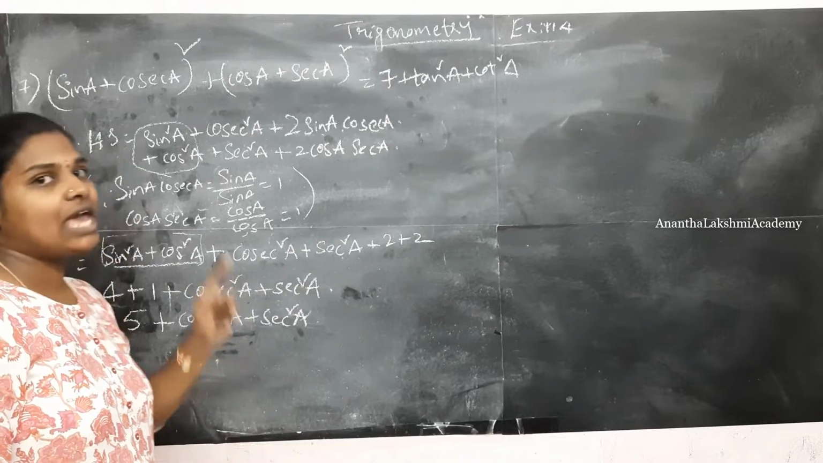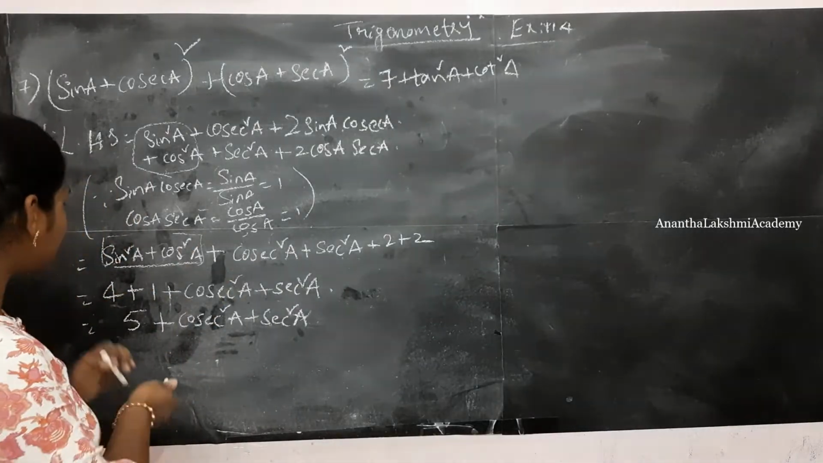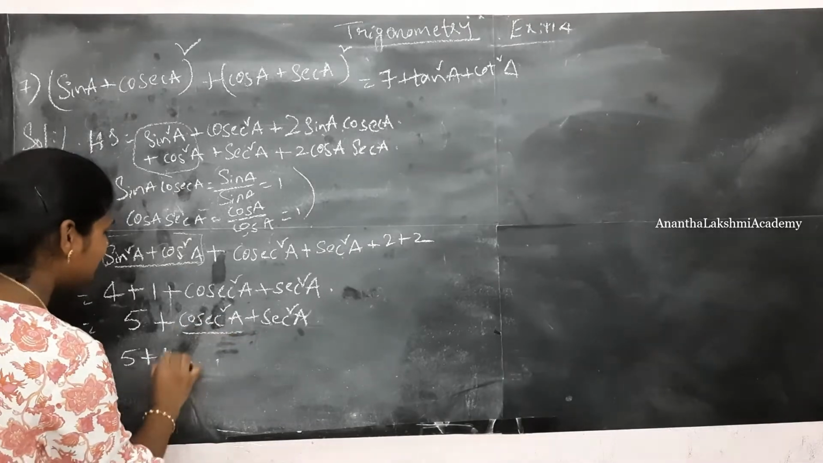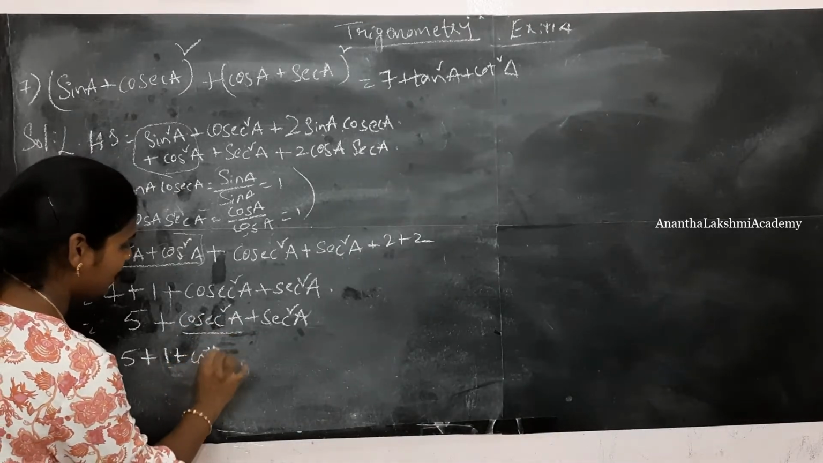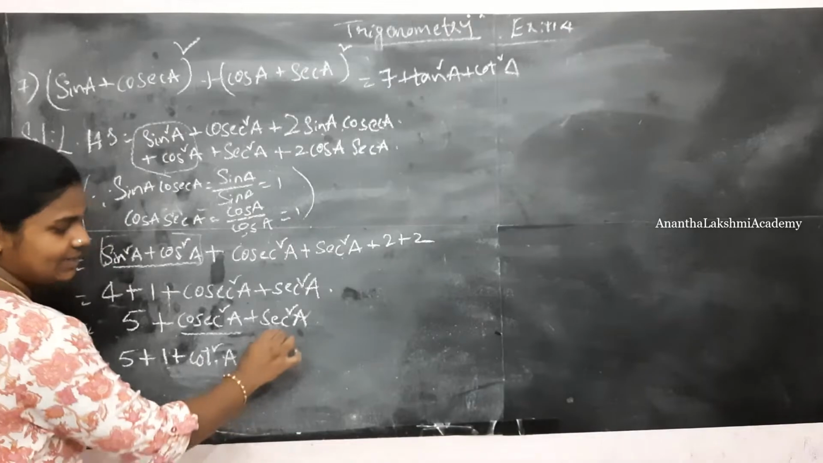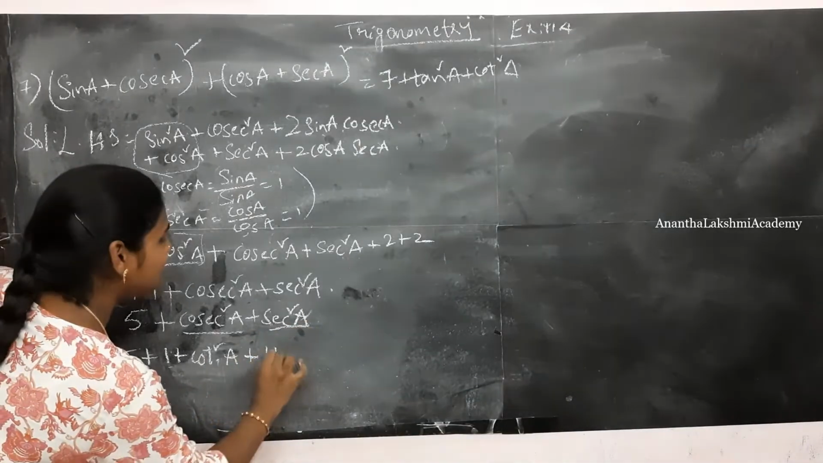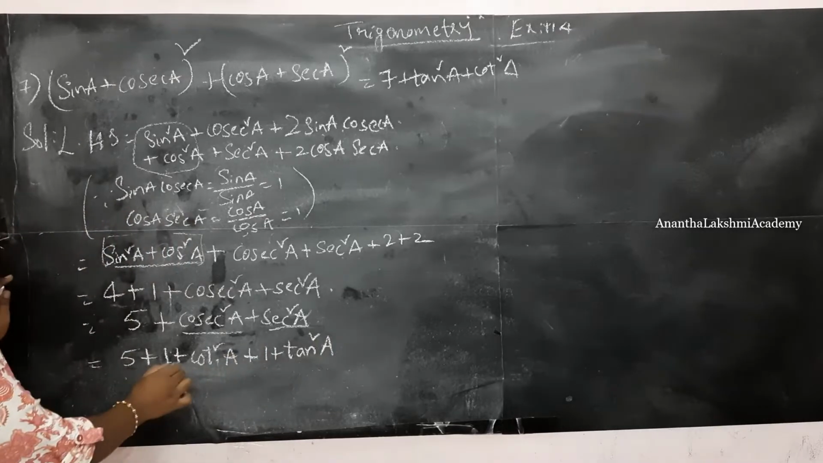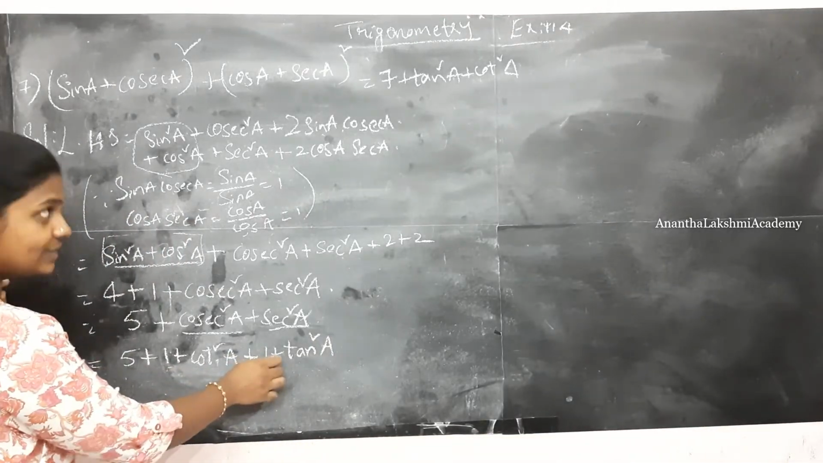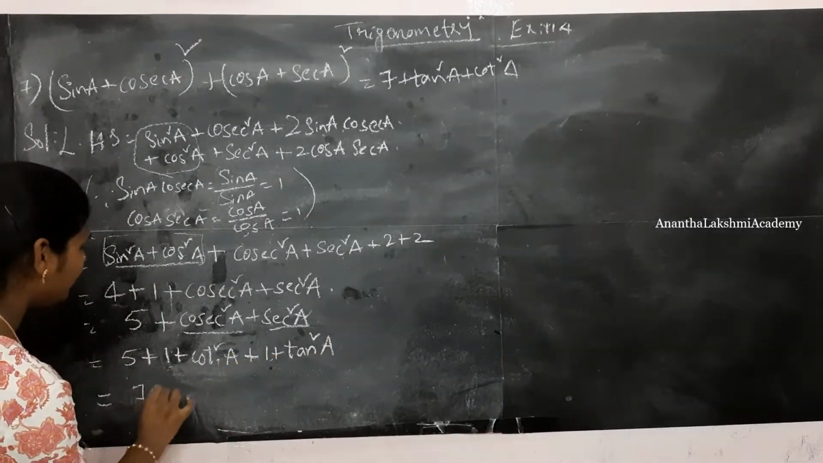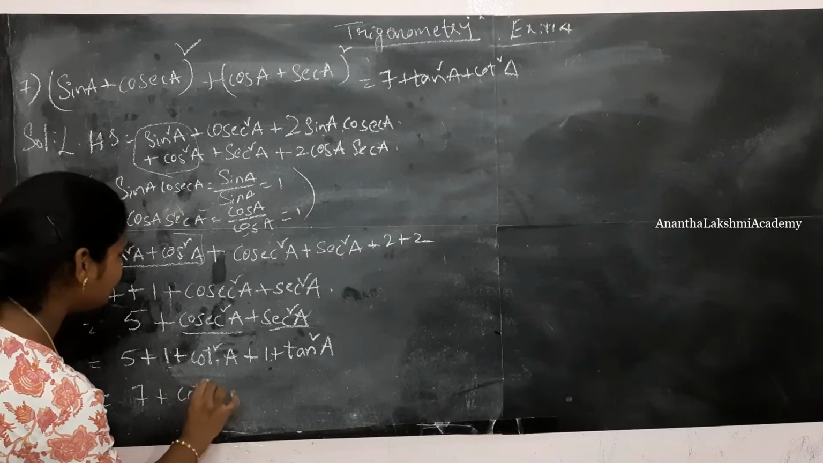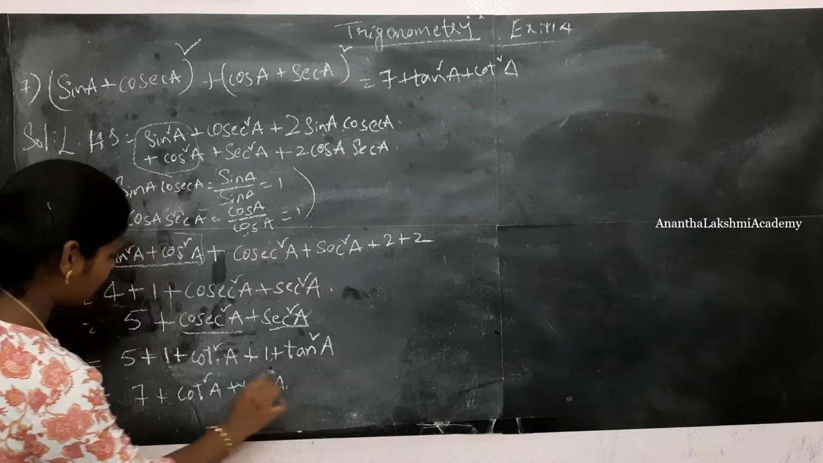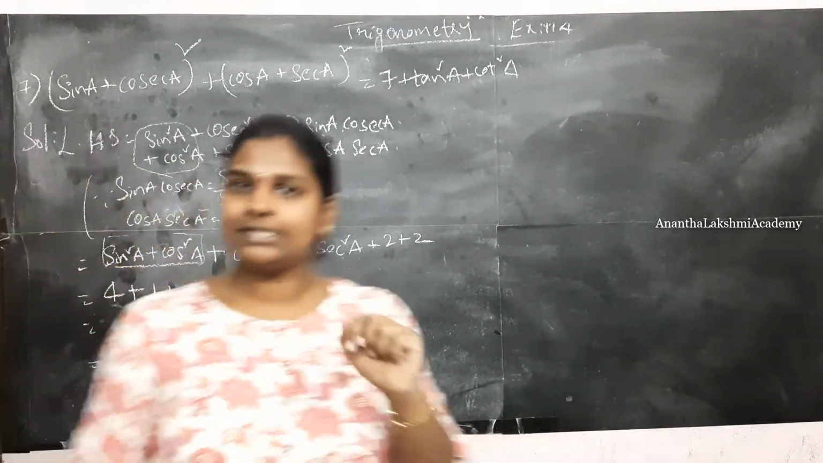For this, we have the trigonometric identities. What is cosecant square A? Cosecant square A is 1 plus cot square A, and secant square A is 1 plus tan square A. So 5 plus 1 plus 1 is nothing but 7 plus cot square A plus tan square A. This is nothing but RHS, and hence proved.